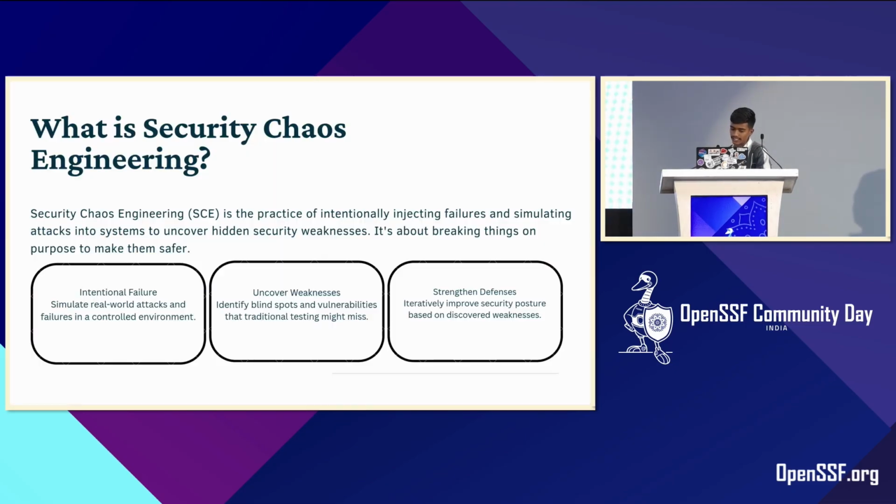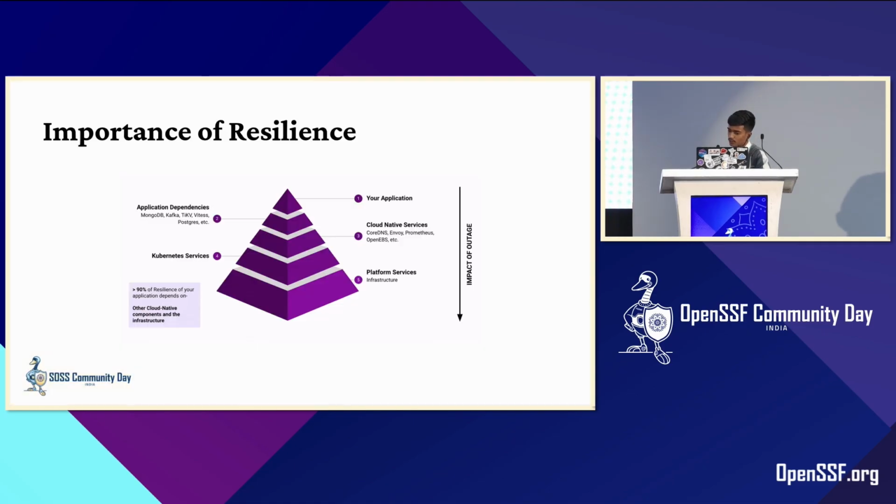Then comes security chaos engineering. Why do we need security chaos engineering here? As we all know, it is very important to verify our application's resilience whenever something changes in the infrastructure or the underlying stack in Kubernetes. So we have to keep verifying that. Upgrade testing alone is not good enough, and this is where the topic of chaos engineering comes in.